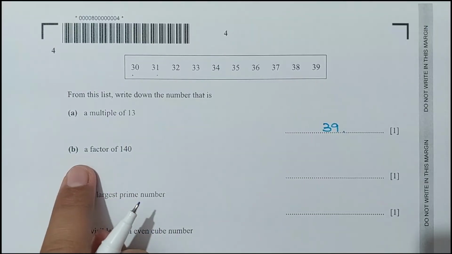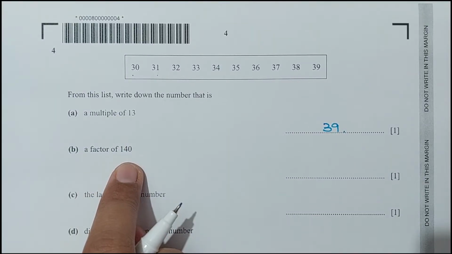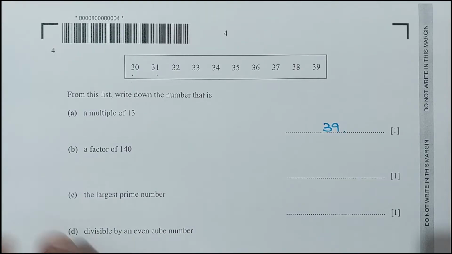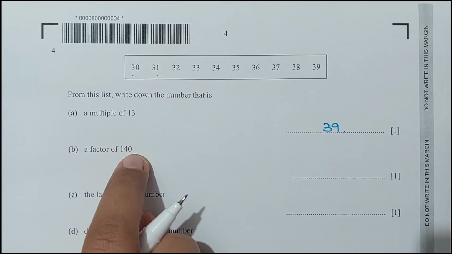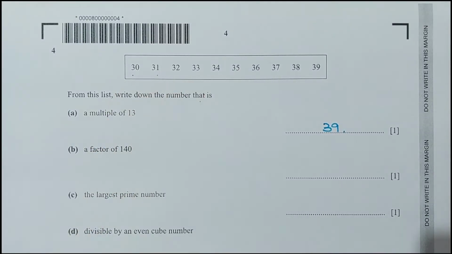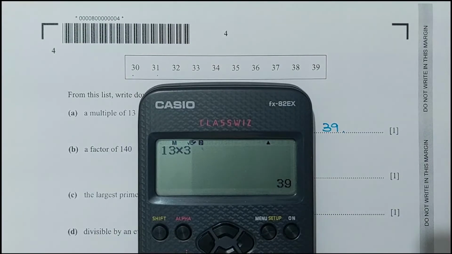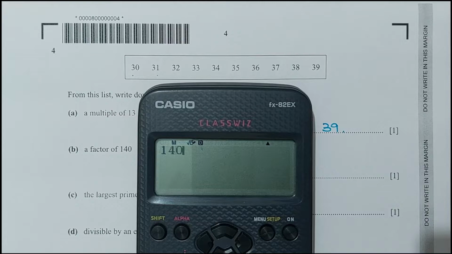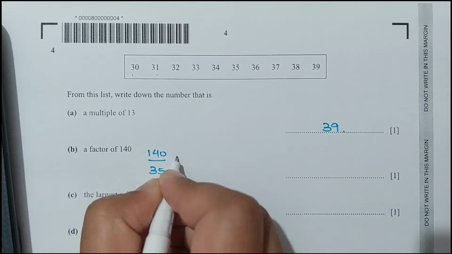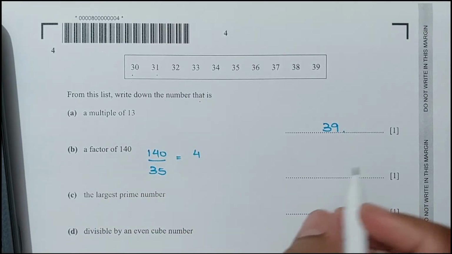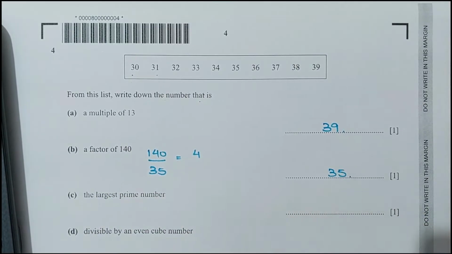Okay. Part B, a factor of 140. Which number divides 140? 140 is an even number, so it ends at 0. Okay. Is it divisible by 30? 140 over 30? No. Is it divisible by 35? 140 over 35? Yes, it is divisible by 35. 140 is divisible by 35. The answer is 4. So the factor of 140 is 35.